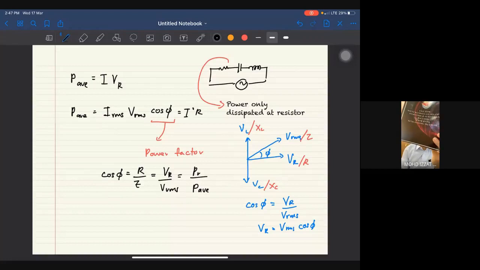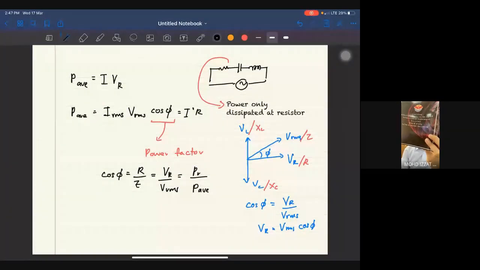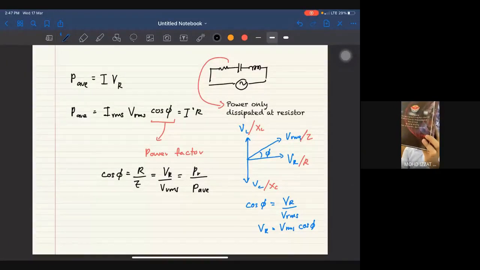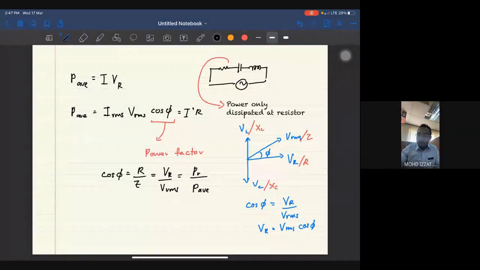Okay, 62 tu cos phi sama dengan R over Z. That one we already discussed. 63 P average equals to I RMS V RMS cos phi. That one pun we already discussed. P instantaneous kita akan discuss sebentar saja lagi. And the last one is about cos phi equals to PR over PA. Bukan P average saya tulis.